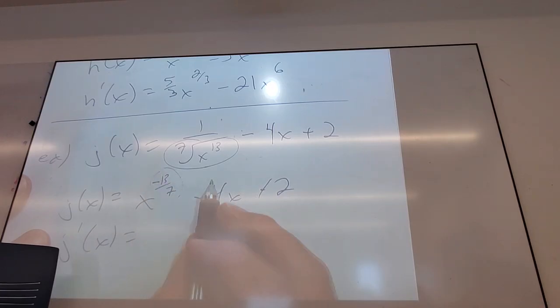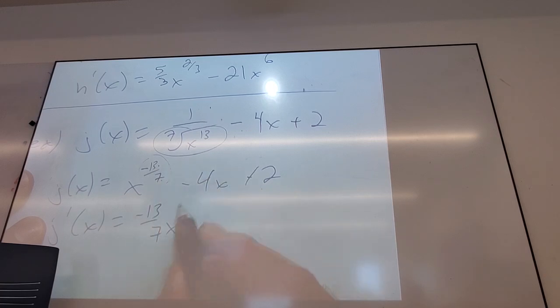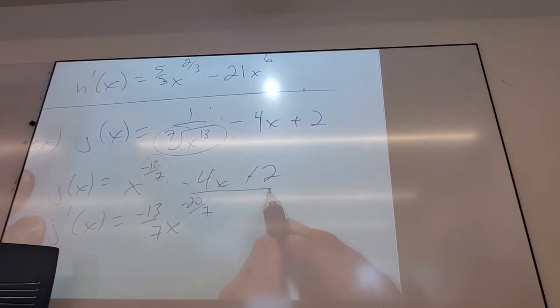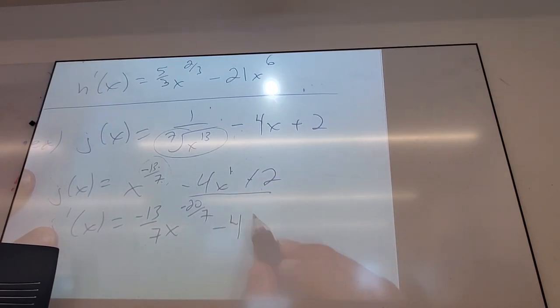So there the power, negative 13 over 7, comes down. Negative 13 minus 7 is negative 20 over 7. Negative 20. Minus 4. Yes! What's the power here? 1. So the 1 comes down. X to the 0. What's x to the 0? 1. Now, what about this guy?